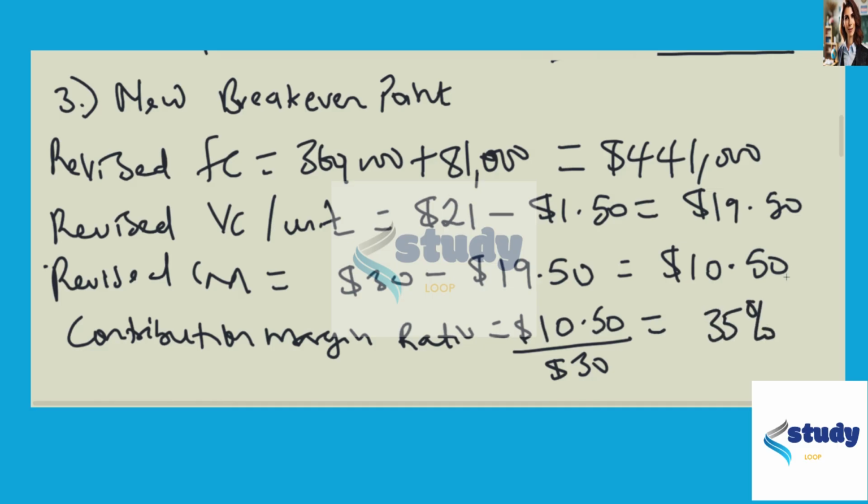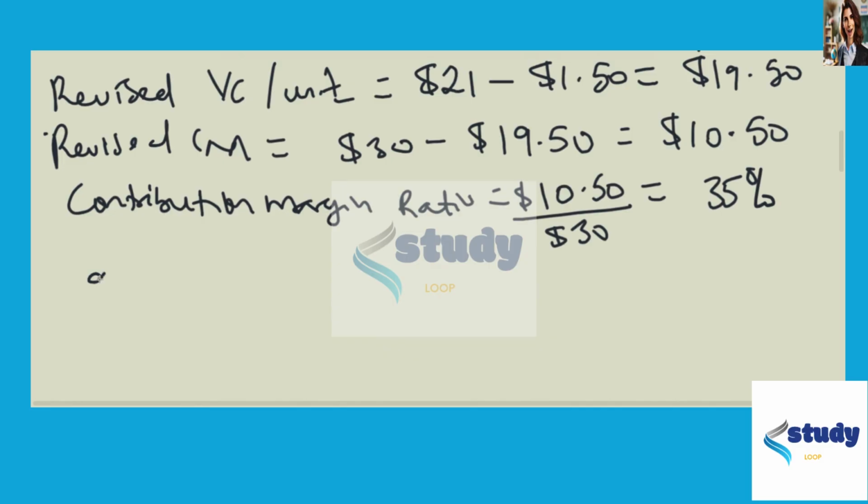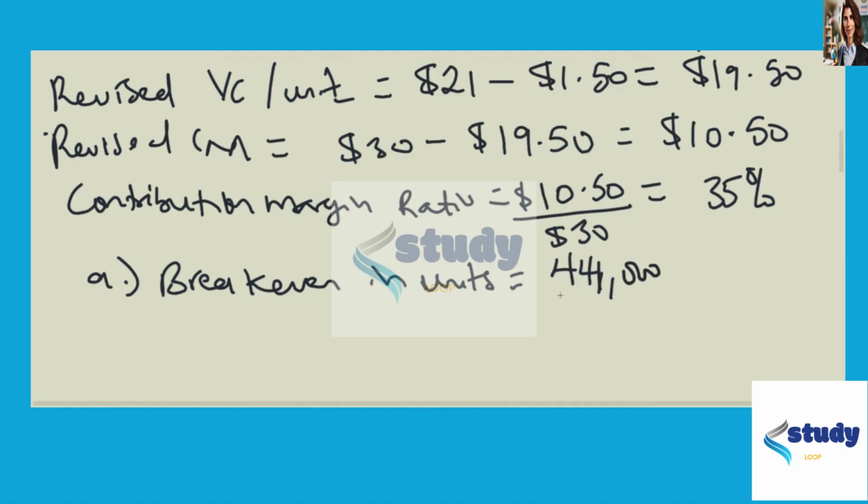35%. So therefore, answering the question we're given, the new break-even point in units, the break-even in units will be equal to 441,000, which is the revised fixed cost, divided by $10.50. And this is where it came from, the revised contribution margin. And this will give you 42,000 units, because it's in units, right?